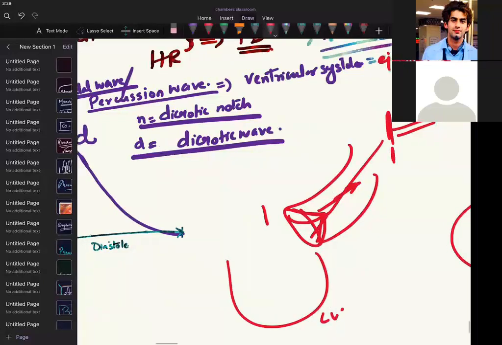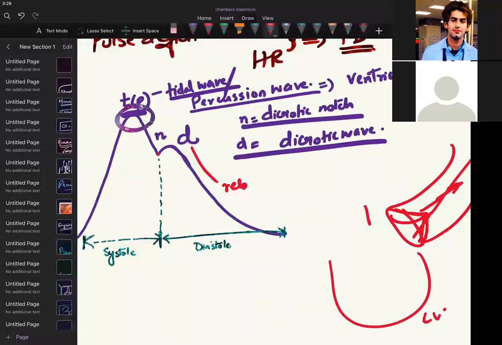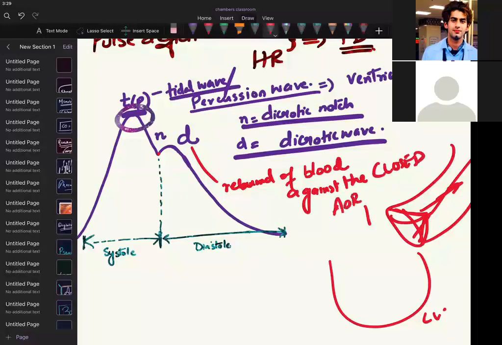The reason for the dicrotic wave is the rebound of blood against the closed aortic valve during the diastolic phase.